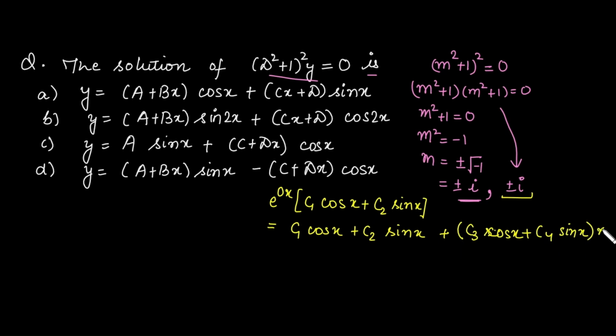Multiply by x. So from here, what is the cos x coefficient? Constant into x. So the cos x coefficient is a constant plus a constant into x. Same, there is a sin x term, a constant, and here the sin x coefficient is c4 into x, maybe some constant into x, and that is given over here.